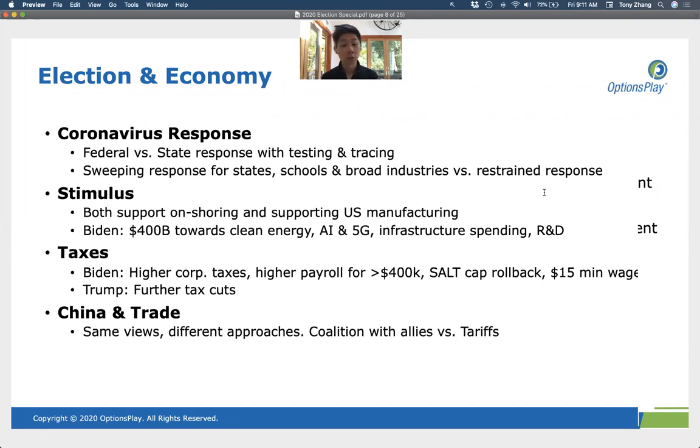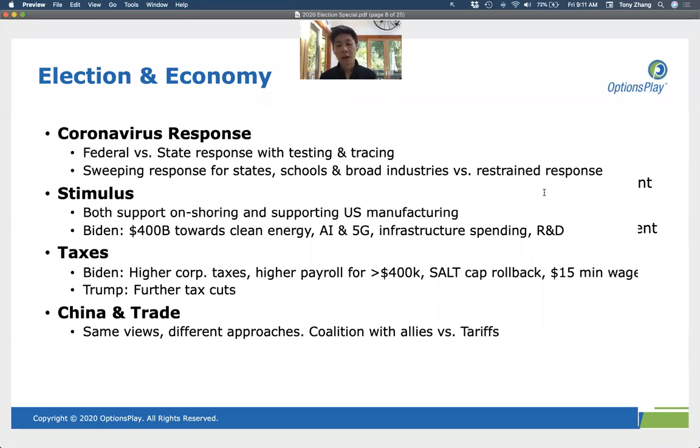The Democrats have a much more sweeping response for the states, schools, and a broad range of industries like airlines and restaurants that weren't really protected during the first bill, versus the Republicans, who are looking for a more restrained response. So that, from my perspective, has one of the largest immediate impacts on our economy. So the coronavirus response is very, very important in terms of how the shape of the economic recovery will be, depending on who wins this presidential election.